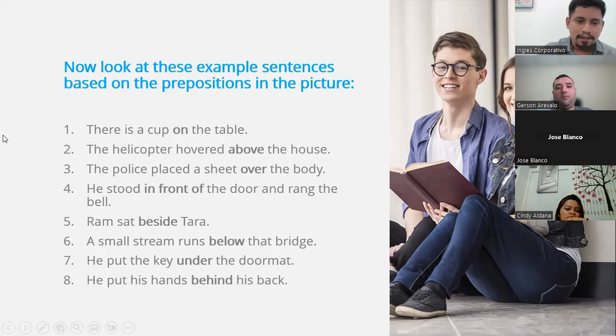The number three, the police placed the sheet over the body. So where? Over the body. So that's what these kinds of prepositions are going to answer.